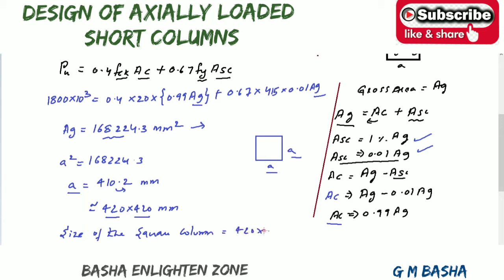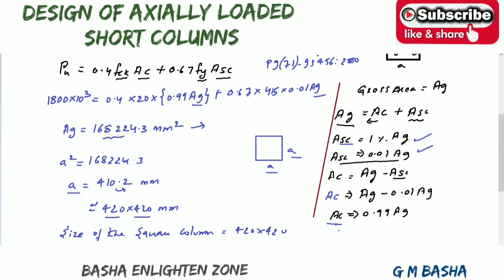So the size of the square column will be 420 by 420 mm. So what I am doing here, first we are assuming area of the steel will be equal to 1% of the gross cross sectional area. Based on that we are finding the area of the concrete, and again we are substituting the two values in the given codal formula, which was in page number 17 of IS 456 2000.